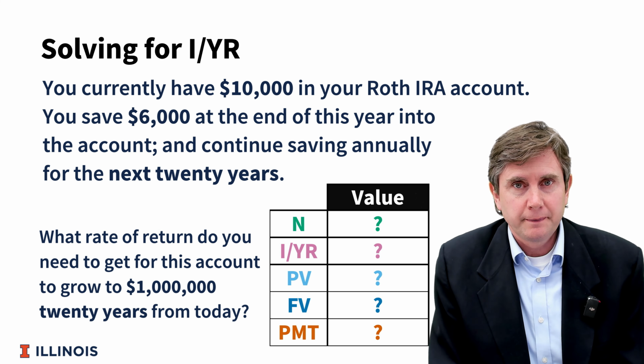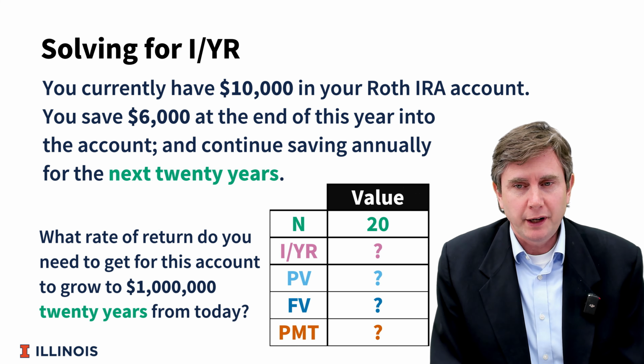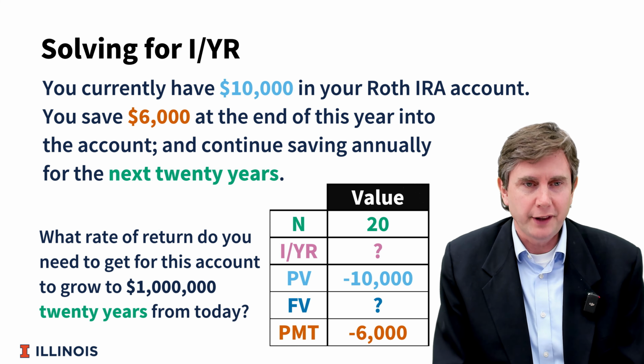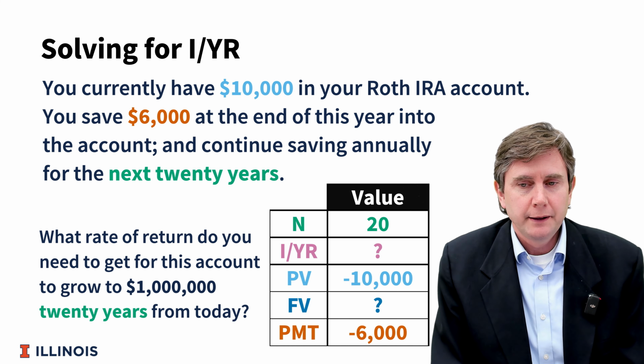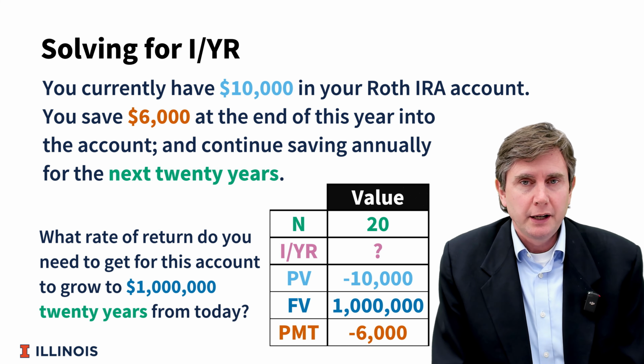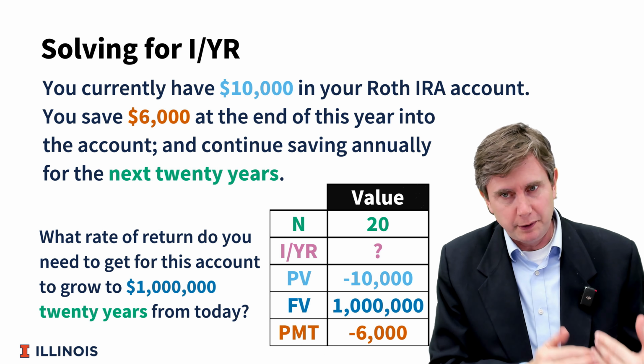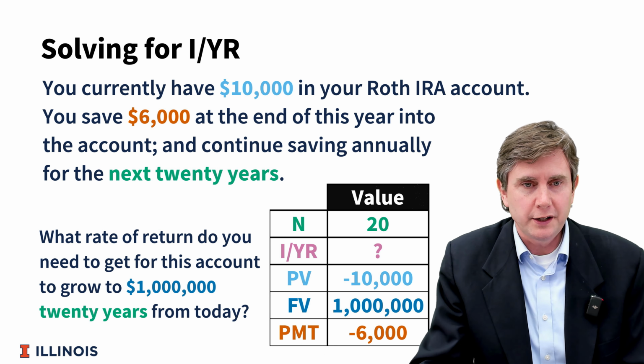Well, look at our inputs. We're going to do 20 years. We got $10,000 today. We're going to add $6,000 per year. I'm going to do that at the end of each year, ordinary annuity. And we want $1 million when we're done. So I put in the 10, I put in the 6, negative, negative, and I get back the $1 million. That would be positive. What interest rate do I need?